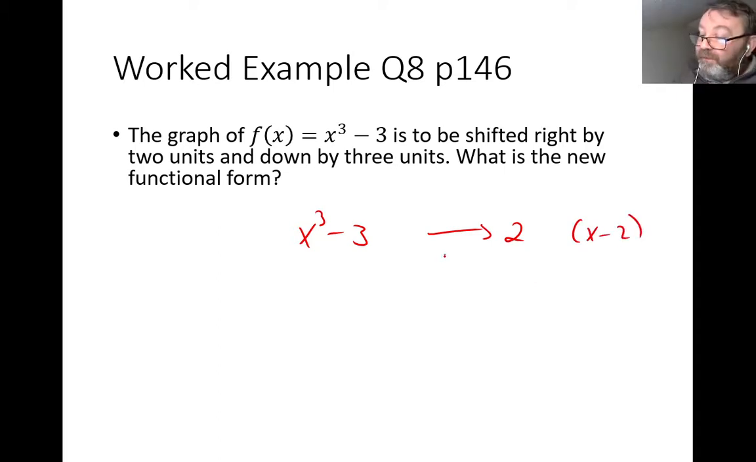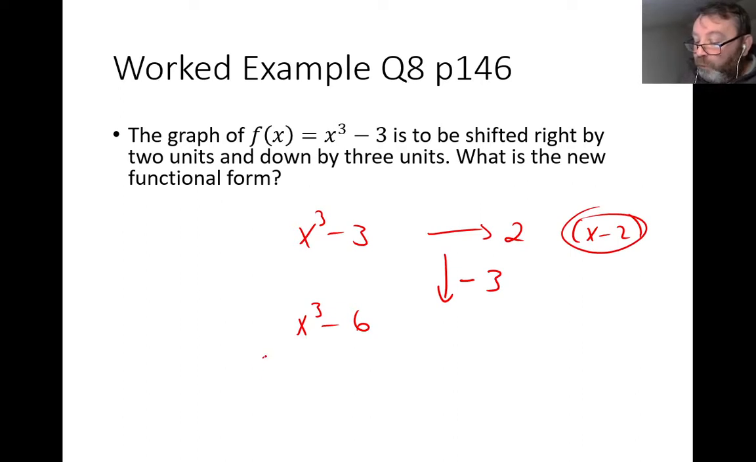And then down by 3 units. That means that the vertical shift is down 3 units. So let's bring the minus 3 into the minus 3 first of all. That will give me x cubed minus 6. And then what was x has to be changed into x minus 2. So what was x cubed is now x minus 2 cubed. And that's the new functional form of that particular function.